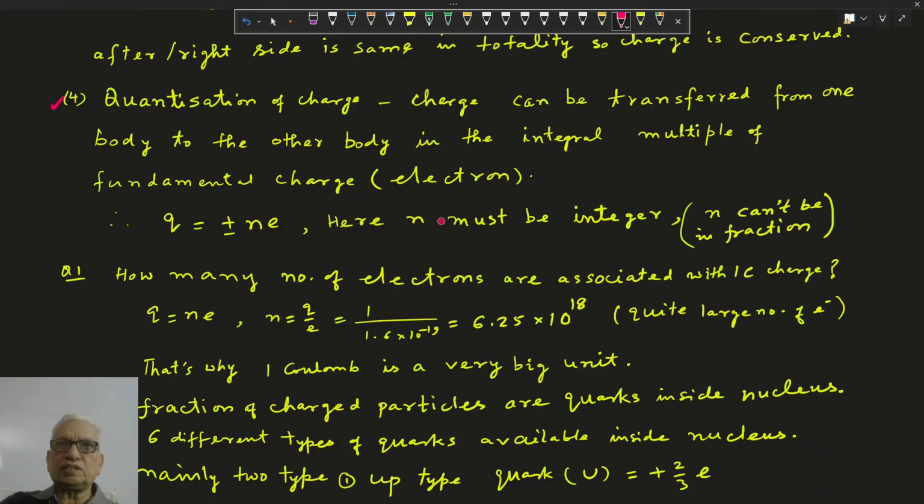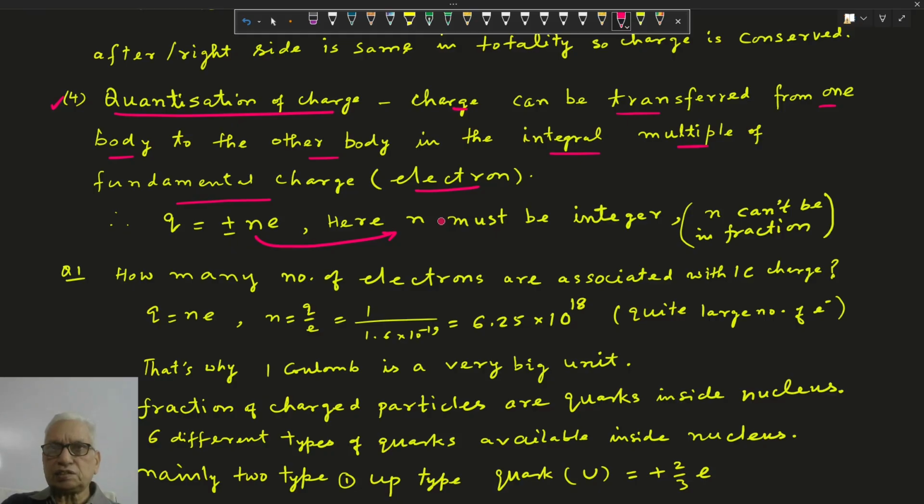Now the fourth property, quantization of charge. Quantization means charge can be transferred from one body to the other body in integral multiples of the fundamental charge. The fundamental charge is that of the electron. So Q can be written as plus or minus Ne. N must be an integer. Plus means loss of charge.